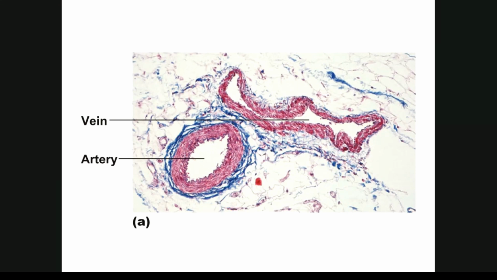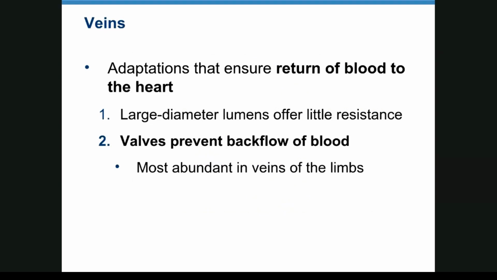Okay, veins have specific adaptations that help return blood to the heart. It's pretty obvious how blood gets from the heart to the big toe. The heart pumps it, but you have to have several factors in line to allow it to return to the heart. First off, they have large diameter lumens, so you have less resistance pressure. You also have valves, especially in the limbs.